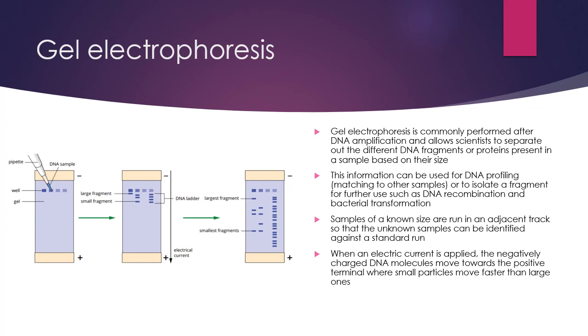Okay, so it's commonly performed after DNA amplification to allow scientists to separate the different DNA fragments or proteins present in a sample based on size. That's used for DNA profiling or isolating fragments for further use. So we might want to isolate a particular fragment. We might know that the gene that we're trying to look for its role in a disease is 1,000 base pairs. So we know that that particular bar would correspond and be the gene that we're looking for.